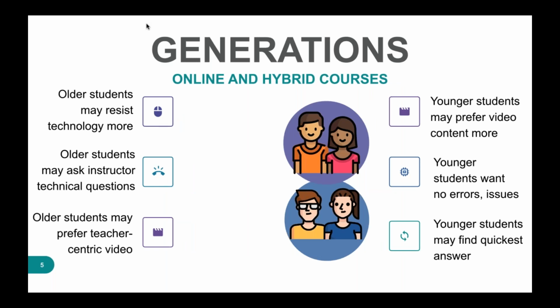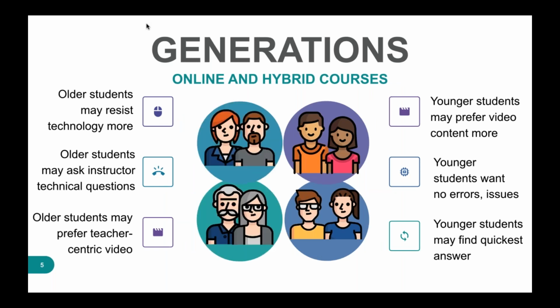Now, as we pivot a little bit, I do want to bring up some of these other generations and kind of hit some of these online and hybrid courses. I know some of us who are joining us may offer online courses or they have some type of hybrid course. And so when you're looking at generations, I'm just going to go in general terms here of younger and older students. So older students may resist technology more. And this is important for the online or hybrid courses because it might take them a little bit longer to get acclimated to using the website, the learning management system.